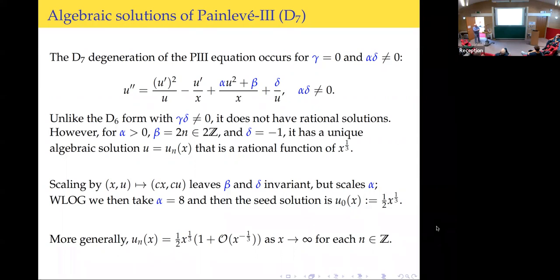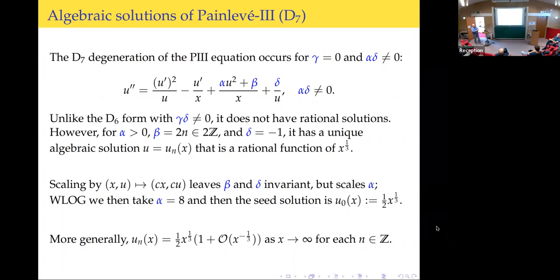But more generally, if you think about arbitrary n that's not 0, then the solution still looks like 1/2 x to the 1/3 as x tends to infinity, with some correction term. So the basic behavior at infinity is still the same, and it is exactly true for all x when n is equal to 0.